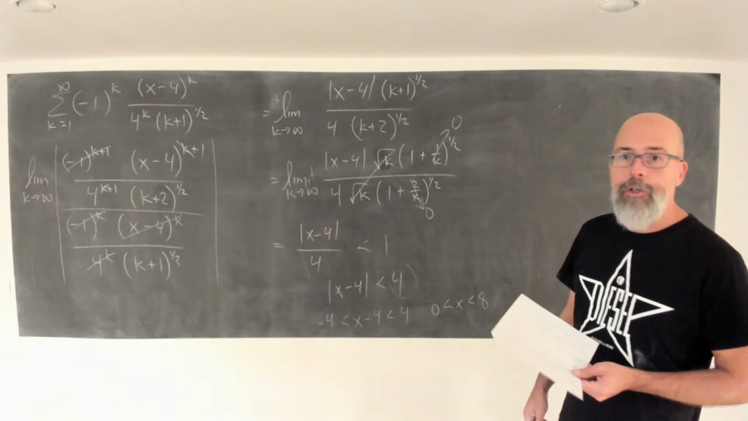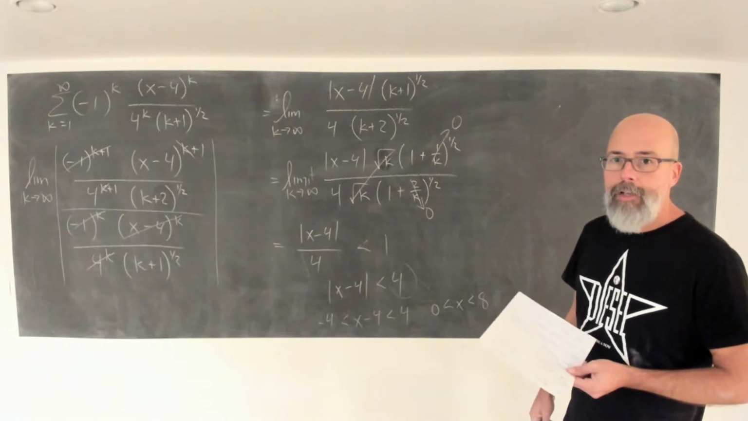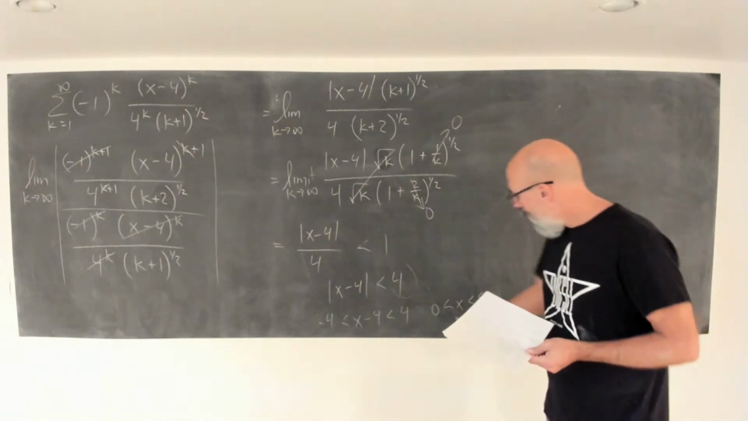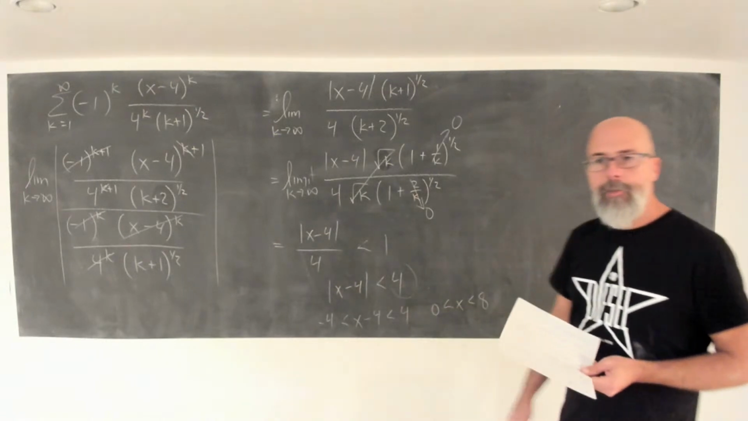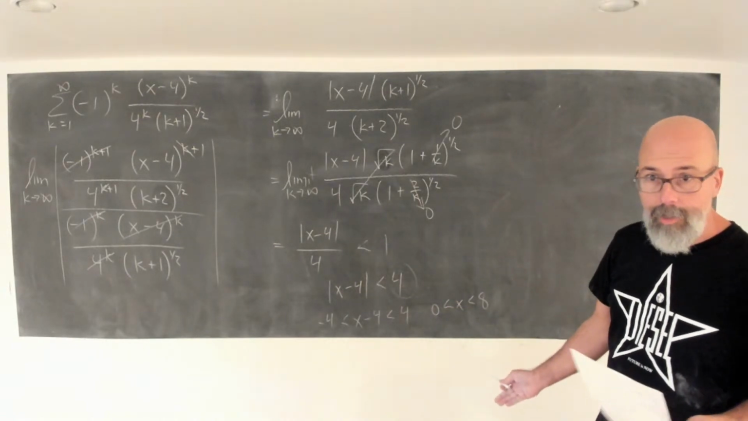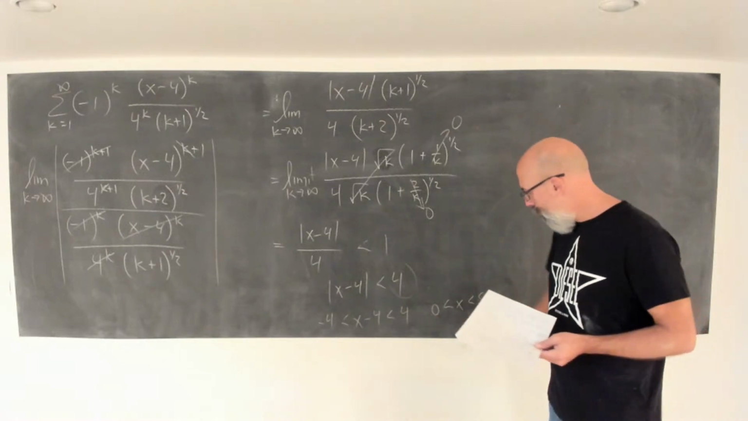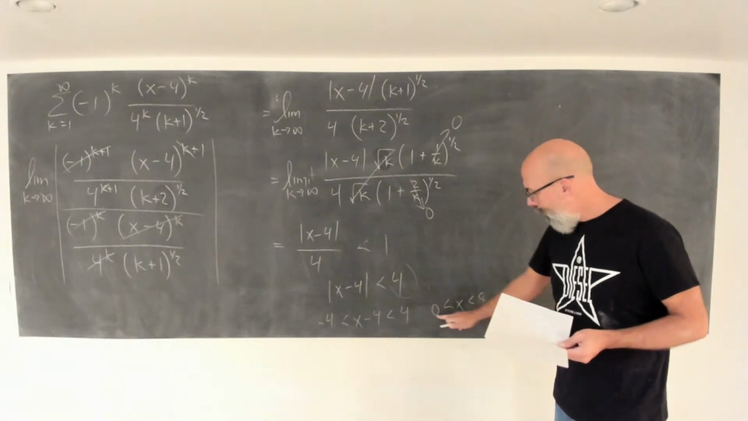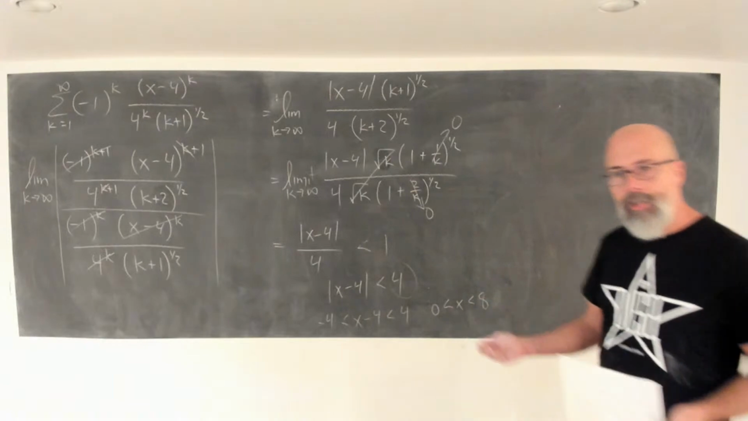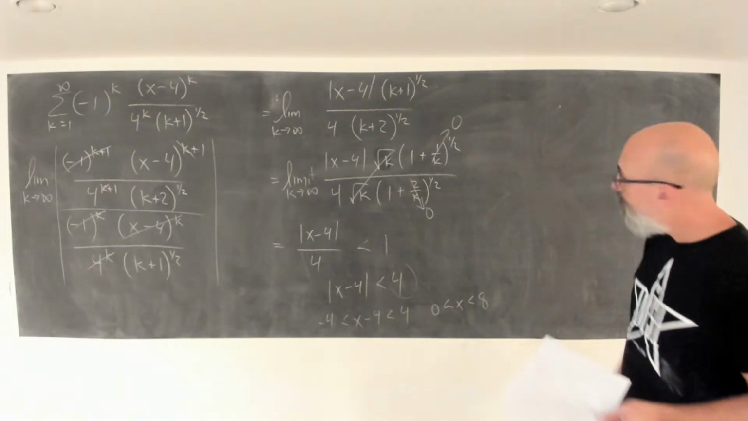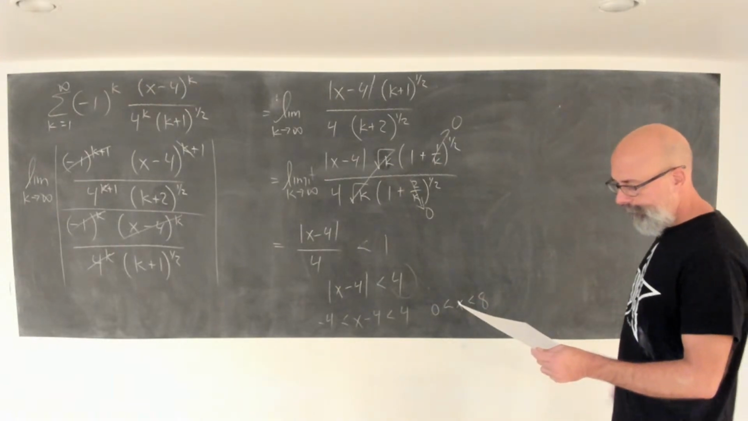Chloe's asking a good question here. Do we need to check the ends? Do we need to check the endpoints if we're just asked about the radius? Of course, the answer is no, because whether or not these points are included, the radius itself will remain the same. All right.